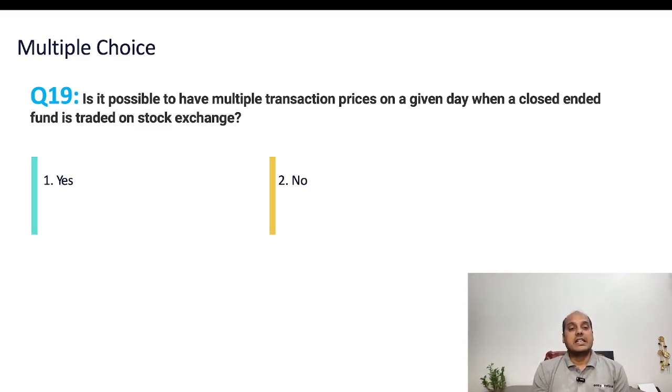Question number 19. Is it possible to have a multiple transaction price on a given day when a closed-ended fund is traded on a stock exchange? So I explained in the other question, when someone is going to sell their units of the closed-ended fund, they have to put it on the stock exchange that they want to sell it. Now the other side, the buyers, they can have a different opinion. They would like to have a different transaction price. One can at 10 o'clock say, I want this price. The other person at 12 o'clock can have another price. So you can have multiple prices. So option 1 is correct here.